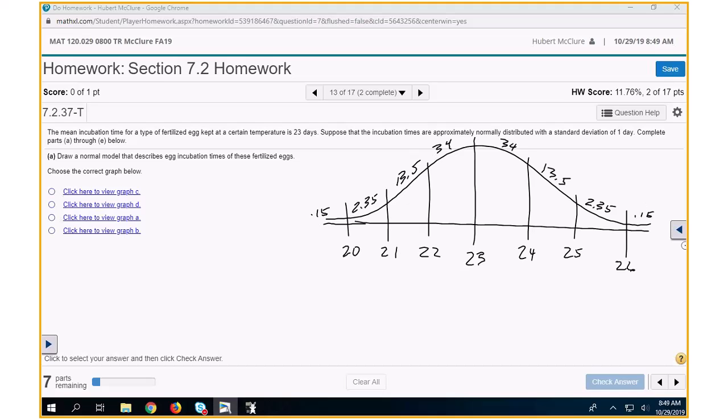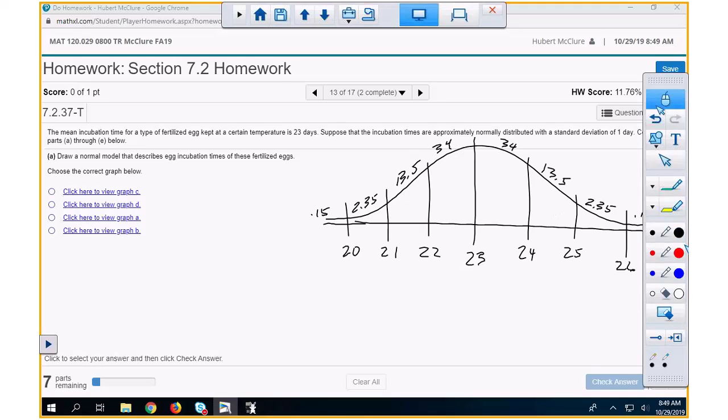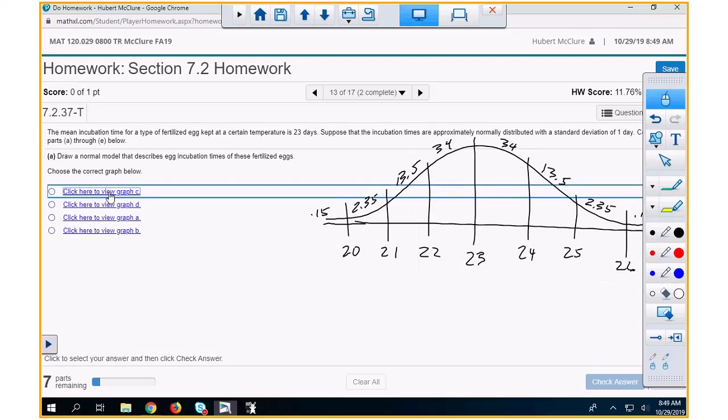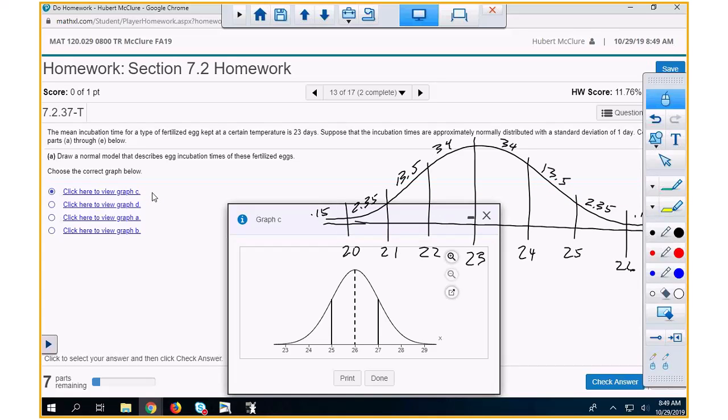So I don't know which one this one is. You got to look at each one. Okay, 26. That's not right because it's 23. 23, that looks right. So that might be it. 23, nope. So B is your answer.